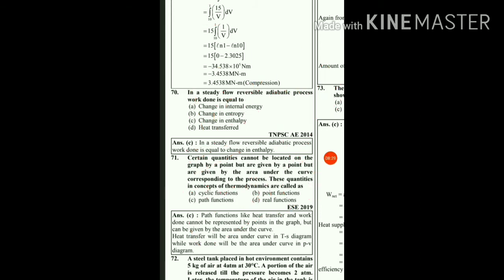If you apply it on a per unit mass basis, then we can write specific enthalpy here. For a reversible adiabatic process, which is also called an isentropic process, heat transfer will be 0. So work done will be W is equal to H1 minus H2. One can write that the work done will be equal to the change in enthalpy. So option C will be the right answer: for a steady flow reversible adiabatic process, work done is equal to the change in enthalpy, because in a reversible adiabatic process heat transfer to the surroundings is 0. So whatever the work done is, it equals the change in enthalpy.